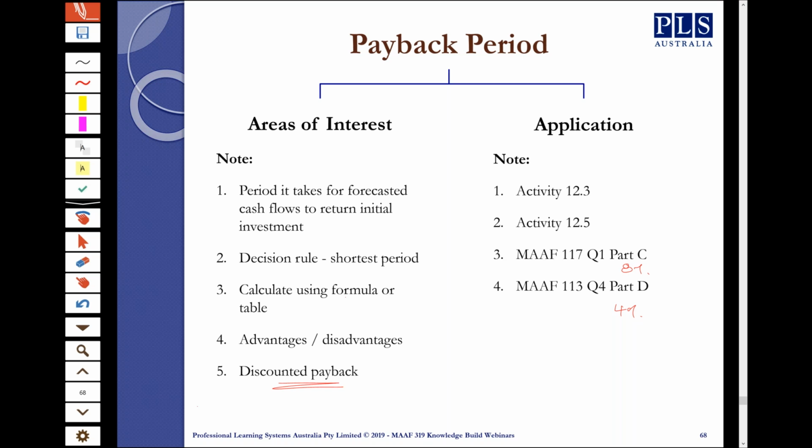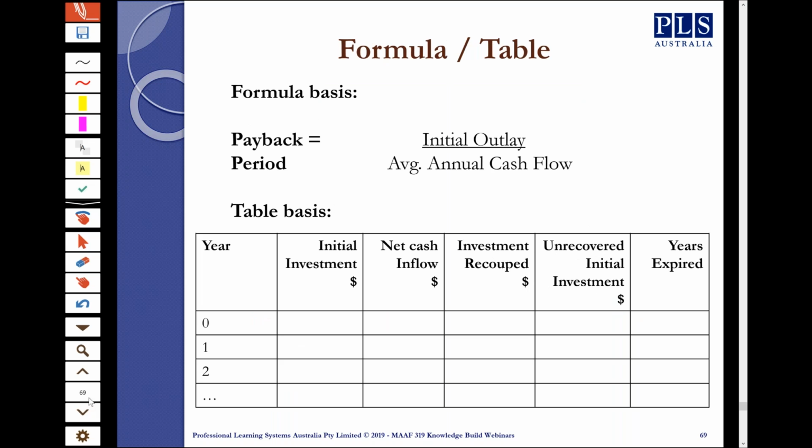Now, if you're wondering what I mean by the formula or table, quite simply, you'll use the formula where you have the same annual cash flow year on year. So same cash flow year on year, take your initial outlay and divide it through by your average annual cash flow. If, however, you've got alternate cash flows, then you would use the table basis.